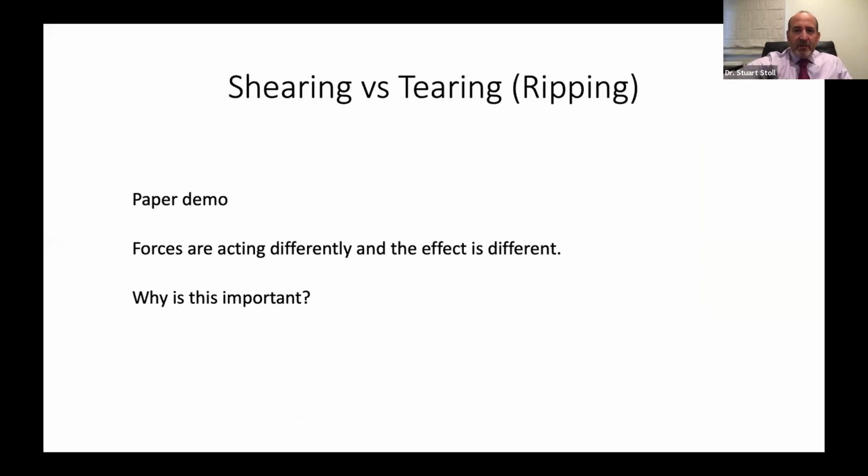Shearing versus tearing. What do we mean by this? So there are different types of forces, and they act differently. I'm just going to show you with a piece of paper here. This is a shearing force, and that's what we're typically doing when we're tearing the capsule.